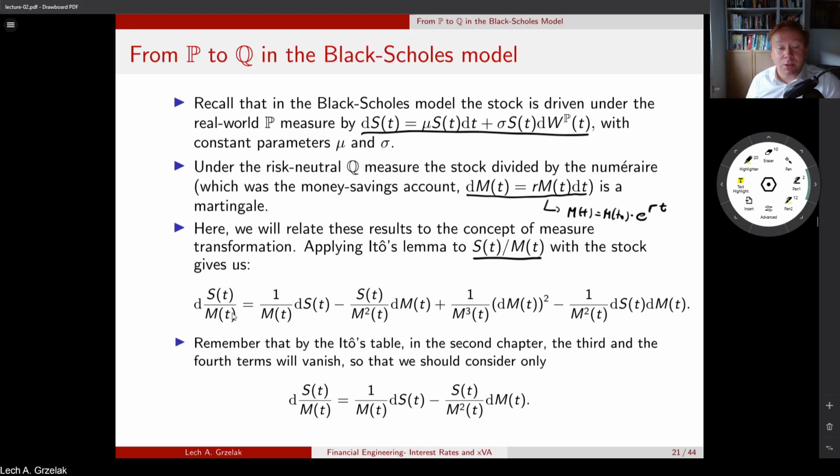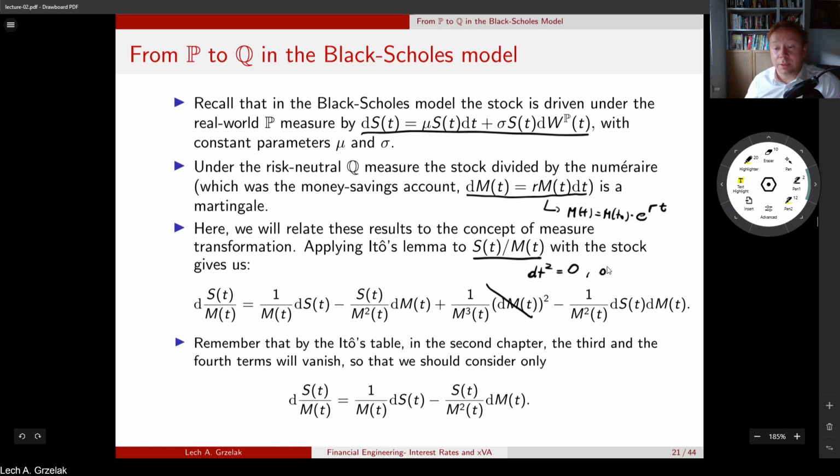If we apply Ito's lemma, then here we see we have 1 over M(t) dS(t). So this is the derivative with respect to S. Then we have a derivative with respect to M. And of course, the second derivative with respect to S is just 0. Then the second derivative with respect to M, and then also we have a mixed derivative. Of course, we also know Ito's table, where we know that dt squared is equal to 0. So this means this term is 0.